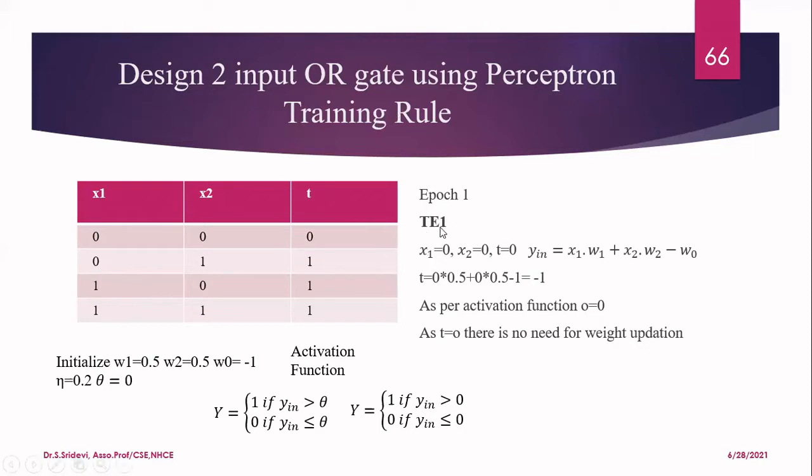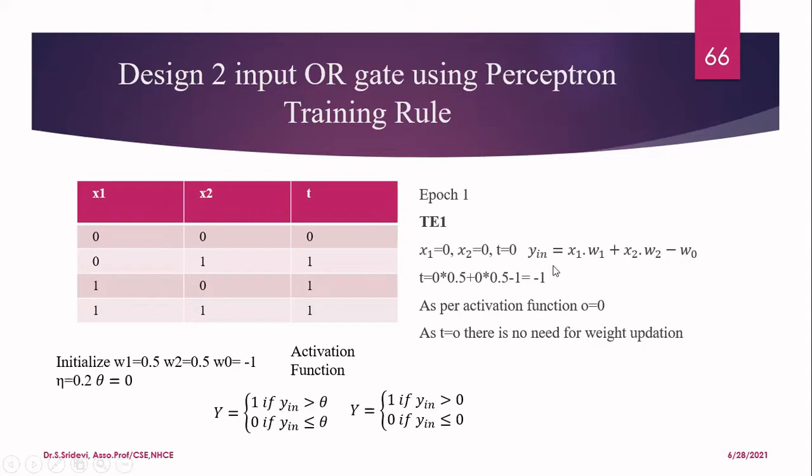So first, I'm going to consider the training example 1. The training example 1 is x1 is 0, x2 is 0, t is 0. Now let me apply the first equation. I'm going to calculate yn. Here there is a small mistake, guys. It is not minus w0, it is plus w0. The same one I copied in all the slides, so please change it in the slides. When I forward them to you, I'll change it. So we are going to compute yn as x1 into w1 plus x2 into w2 plus w0.